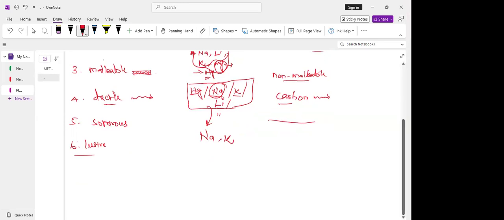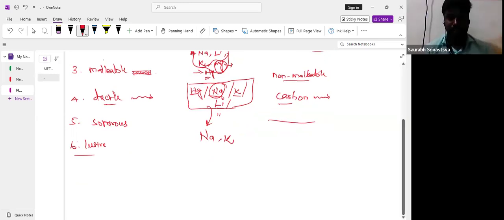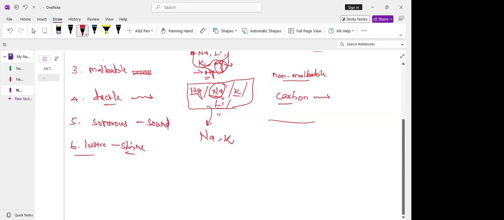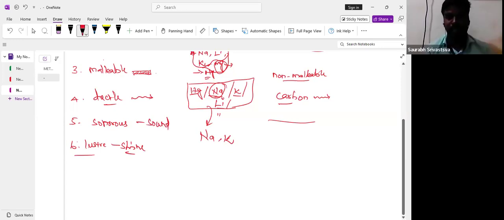Because we won't be able to remember those things, these are the words we should remember first. Lustrous means brightness or shine nature. Sonorous means sound. Ductile is making thin wire, and malleable is making a sheet. And the seventh one, next, lustrous.